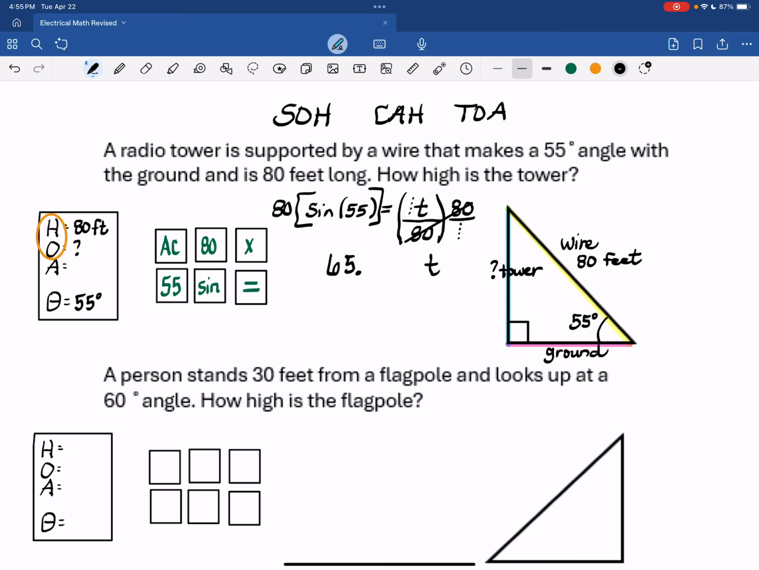And we need to decide how to round. I think I did hundreds. Let's do hundreds. So 65, and I've already cleared it, 80 times 55 sine equals 65.53. And that is approximately the height of the tower. You always want to include your units. So your answer is going to be 65.53 feet.